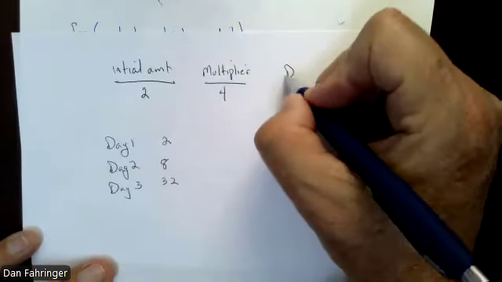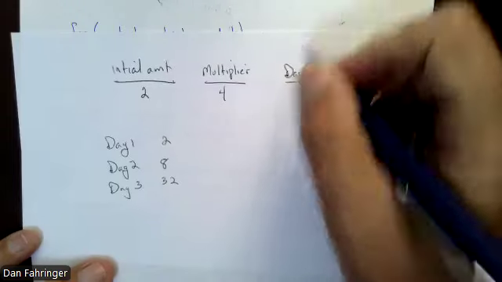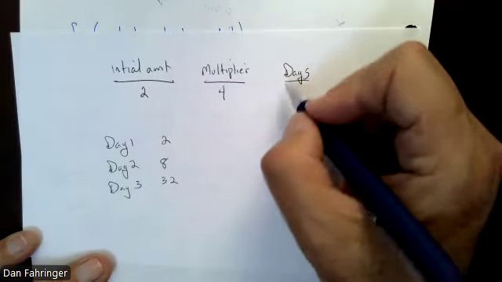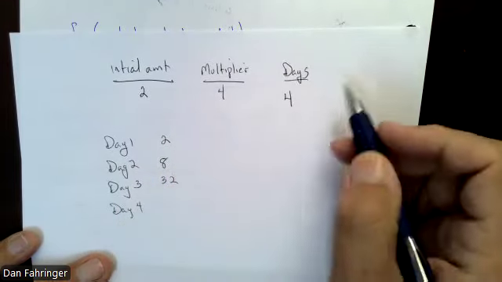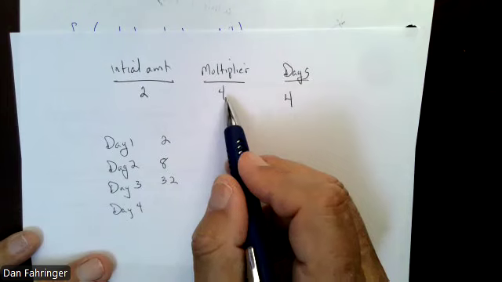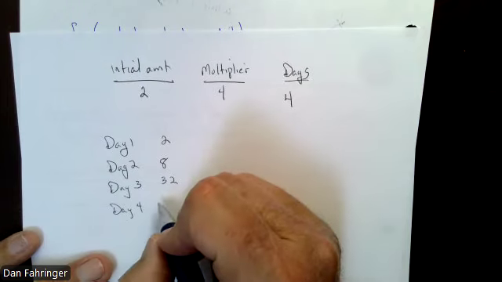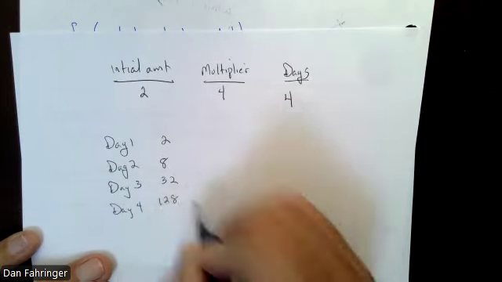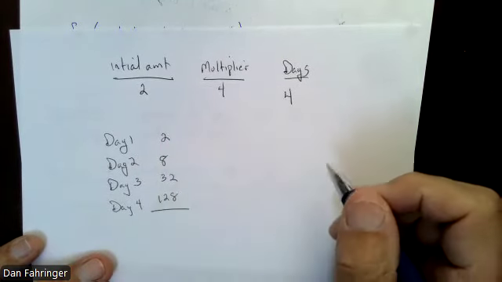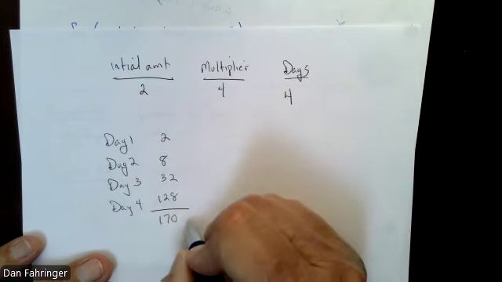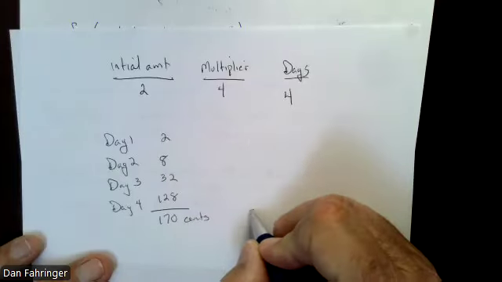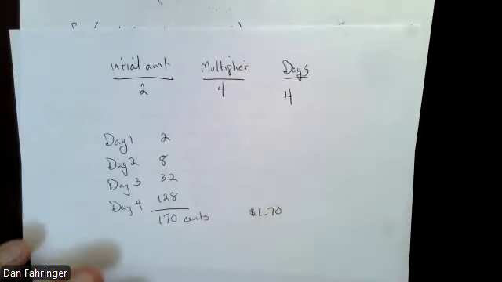Next thing I need to know is how many days. So you're going to input the number of days. 4. Day 4. So I need one more. Multiplier of 4 is 128. Total? 170 cents, but that's going to equal $1.70.